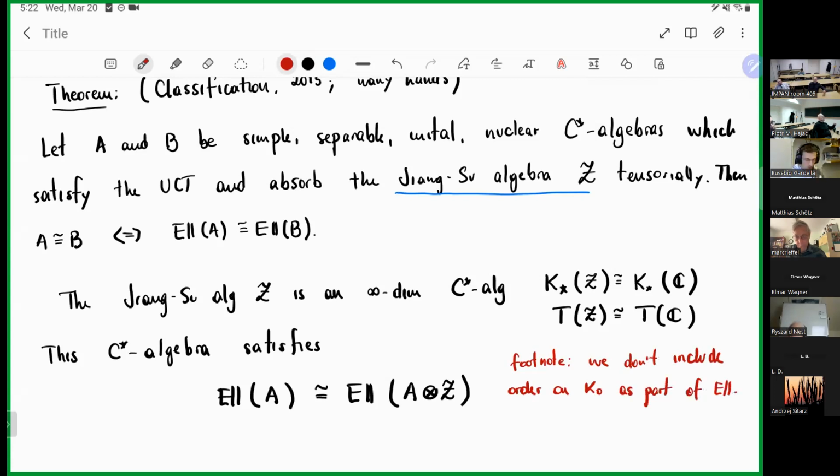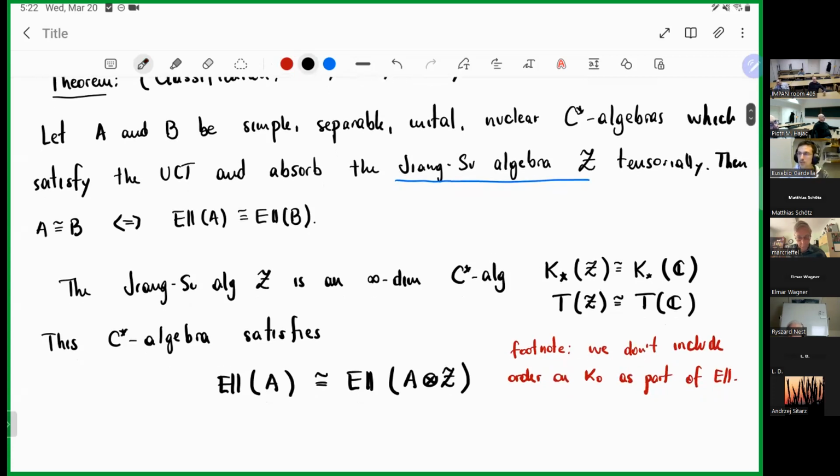Otherwise, one has to be a little more careful with that statement. And the last thing that I will tell you about the Jiang-Su algebra is that it is self-absorbing. And in fact, it's self-absorbing in a strong sense. This is called strongly self-absorbing, which implies that it's also isomorphic to the infinite tensor product of it with itself.